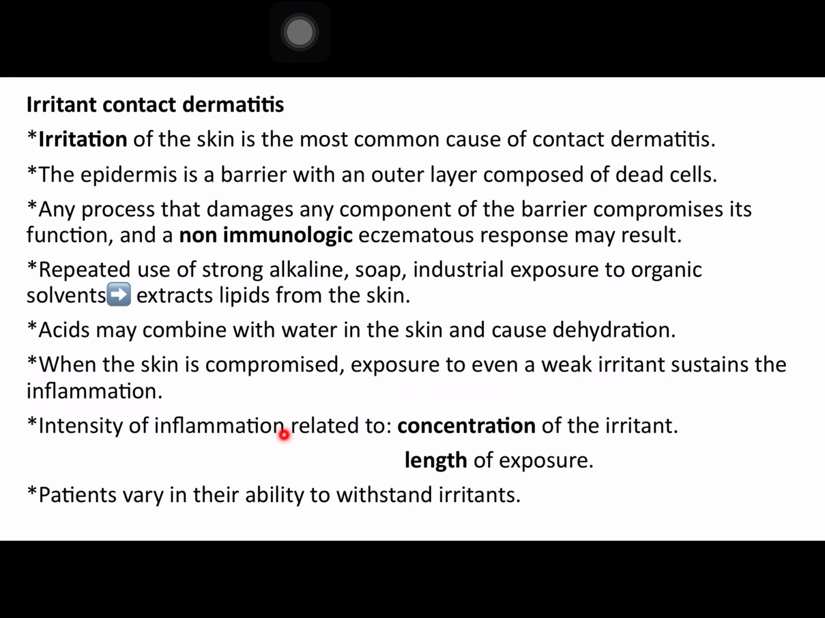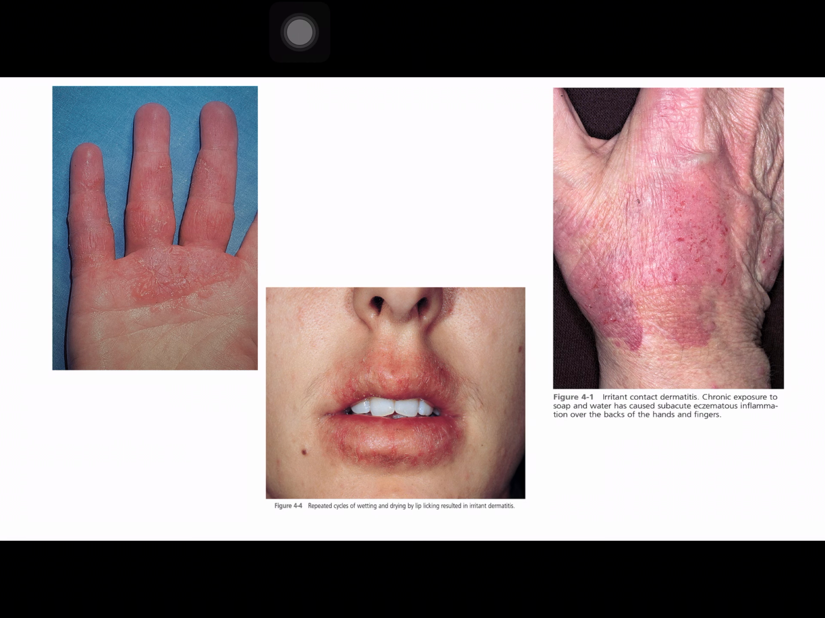and dermatitis. Severity of inflammation and dermatitis depends on two important factors in the substance and one important factor in the person itself. The concentration of the irritant is so important, whether it is a weak or strong acid or alkali. Also, length of exposure. Is it brief contact or long contact? This affects the severity of dermatitis. Also, the patient's ability to withstand dermatitis. Patients vary from each other in their ability to withstand dermatitis.